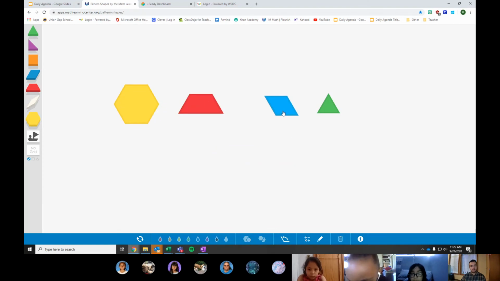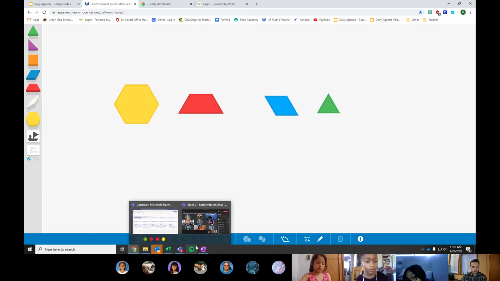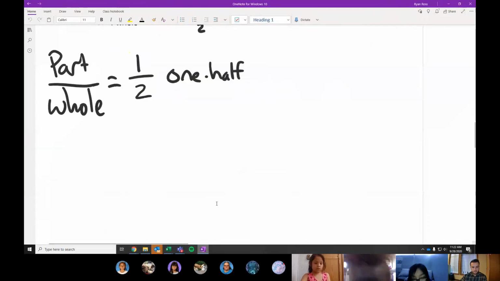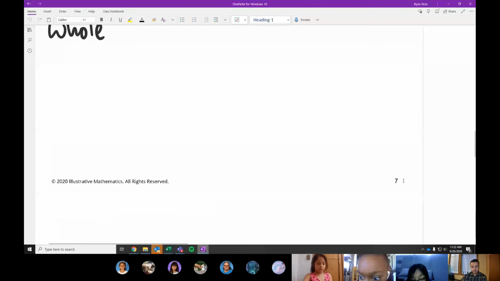How many of the blue diamonds, the blue parallelograms, would it take to fill the entire hexagon? Eileen? I have a question. Okay. What page is that? And it's not in your workbook. It's in the packet, though. It's page 7 in the packet.